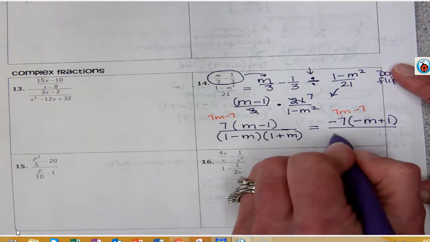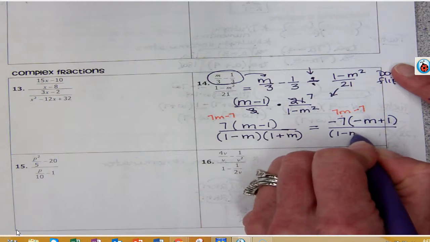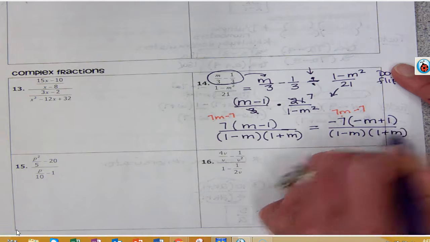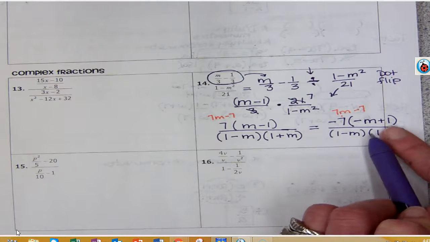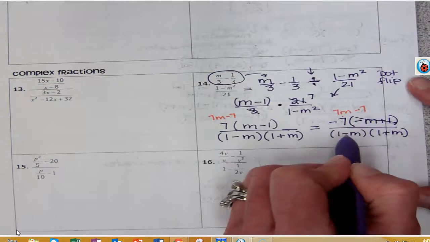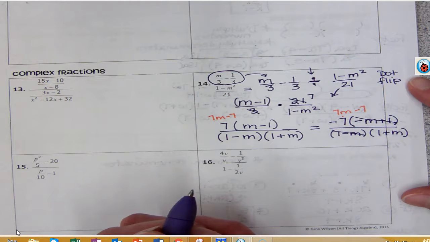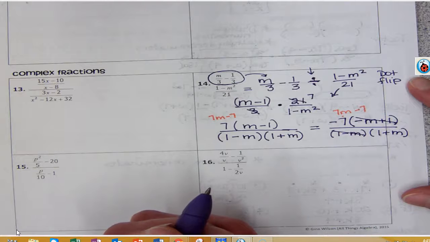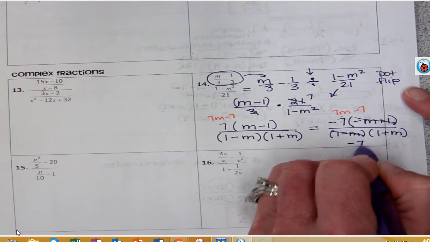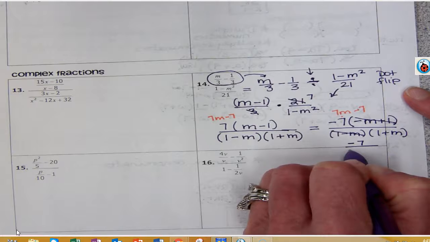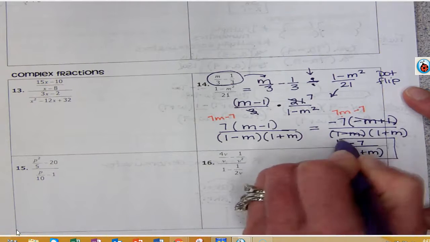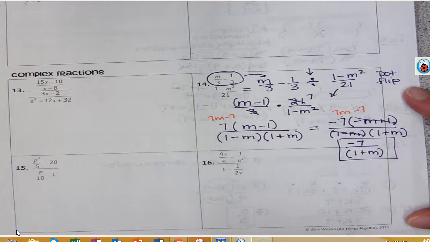Divided by 1 minus m, 1 plus m. Now, since I have a positive 1 and a negative m, I can cancel those two out because those are the same thing. And my answer becomes negative 7 over 1 plus m. And that is your answer.